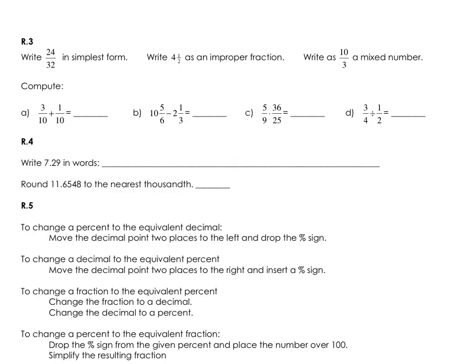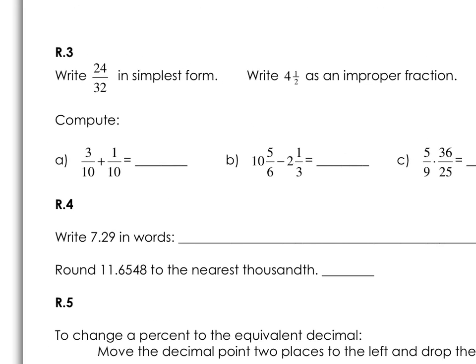Part 3 of our review. We'll begin with writing 24 over 32 in simplest form. So 24 and 32 are both evenly divisible by what number? They're both divisible by 2, but is there a larger number that you can divide them by? They're both divisible by 8. So let's divide the numerator and the denominator by 8. When we do, we get 3 over 4. So 24/32 is the same thing as 3/4.